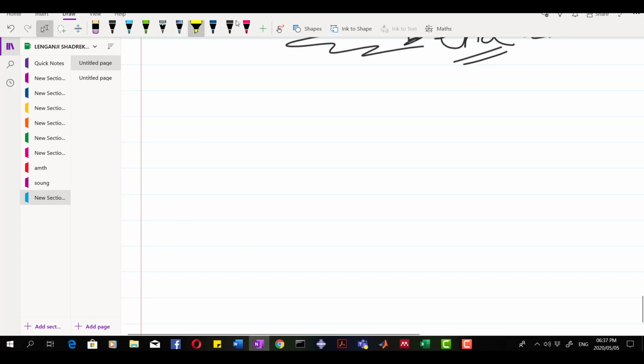We now begin to look at unit vectors, so that should be 5.8. So 5.8, unit vectors. Okay, unit vectors.